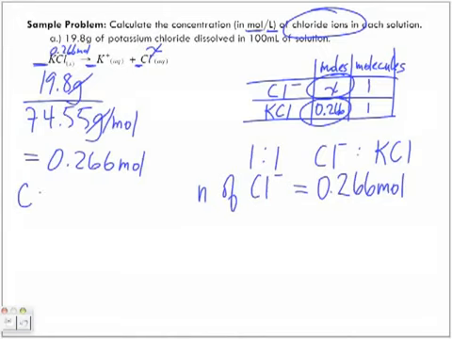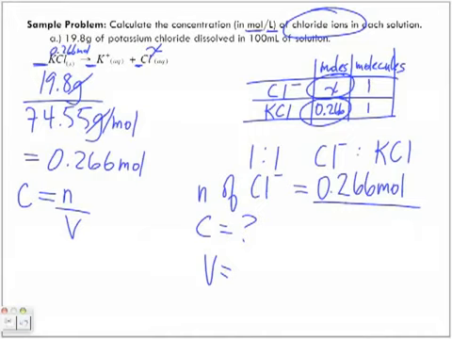Now, we're being asked to calculate the concentration. The equation for concentration is C equals n over V. The n value here is 0.266 moles. We're being asked to find C, concentration, so we need our V, and our V is given: 100 milliliters. But if you look at the units, it's moles per liter, so I must convert 100 milliliters into liters.